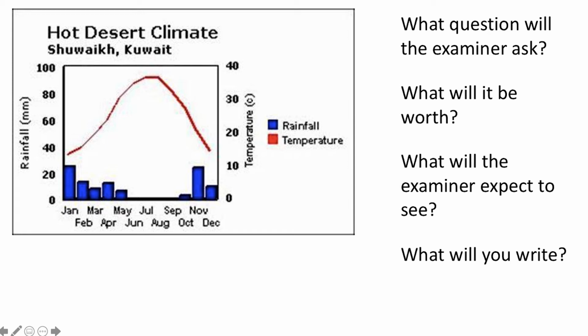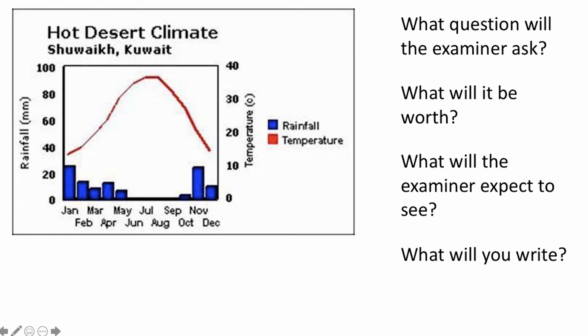Let's have a look. So, if I was responding to this question, I'd talk about rainfall. And I would say, in Kuwait, the rainfall is low, very rarely reaching above 20 millimetres. The wettest month is in January with 22 or 24 millimetres of rain, whereas the driest months tend to occur between June and September, where there is little, if any, rainfall at all.